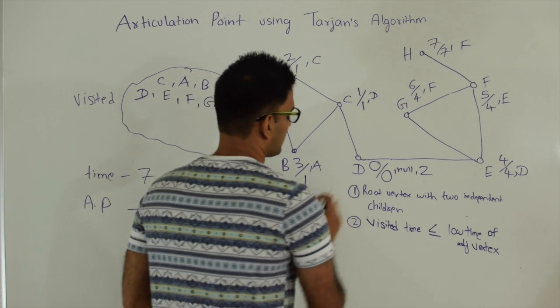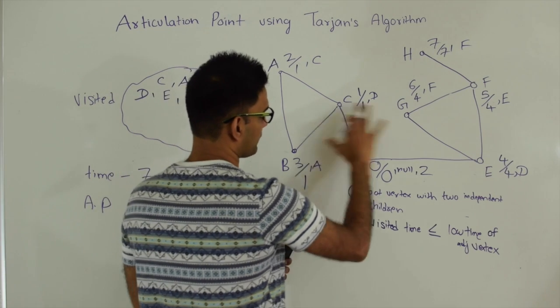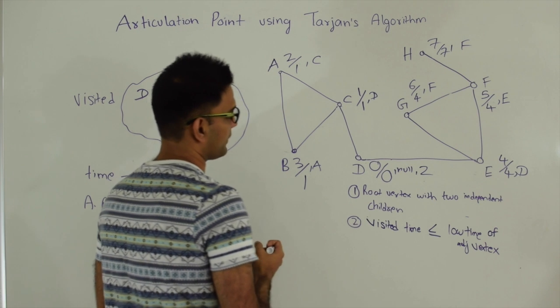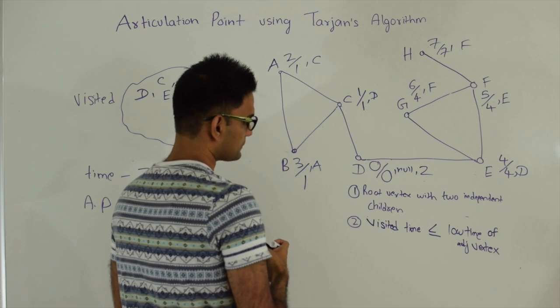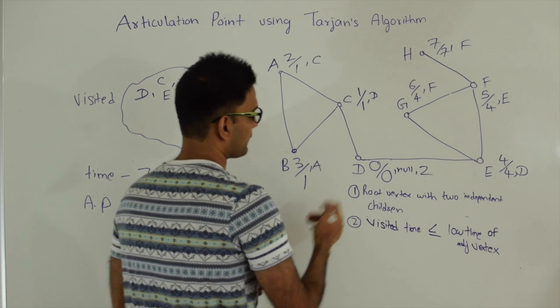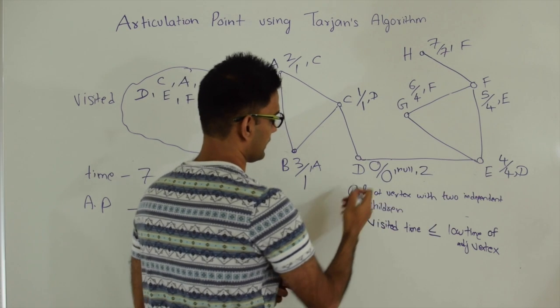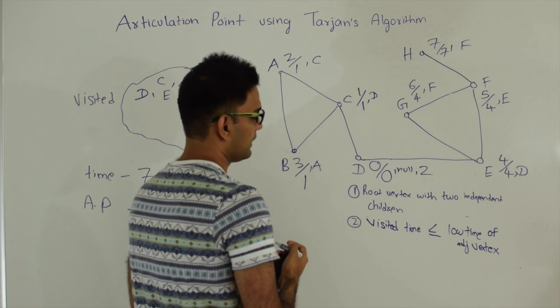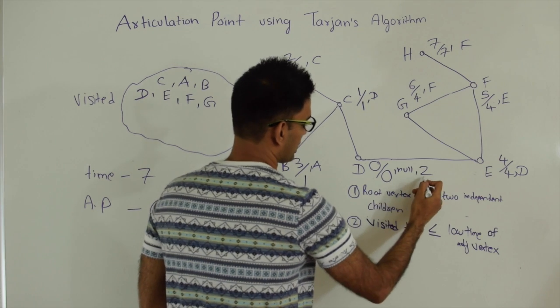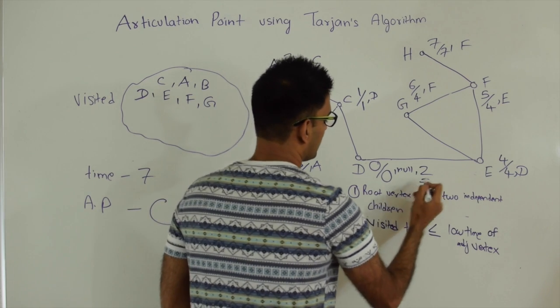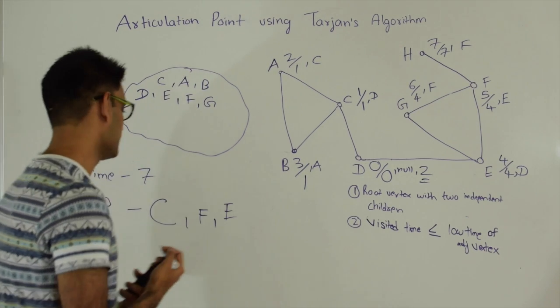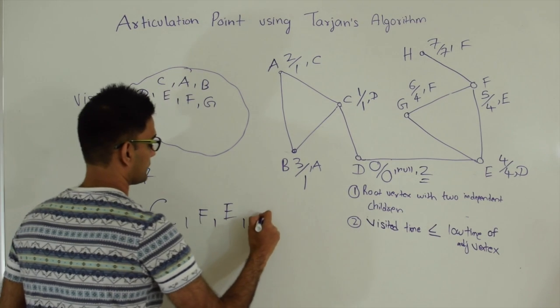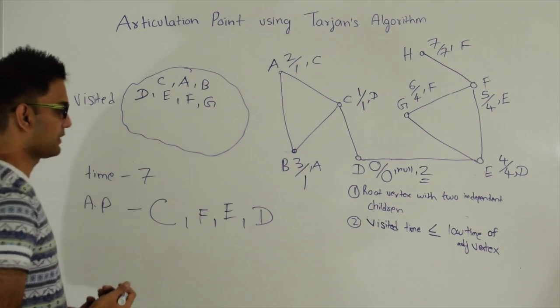So for D, we have finished visiting all its adjacent vertices, and D is a root vertex, because its parent is null, and it has at least 2 independent children, which is true because this count is 2. It means that D must also be an articulation point. So D is our final articulation point.